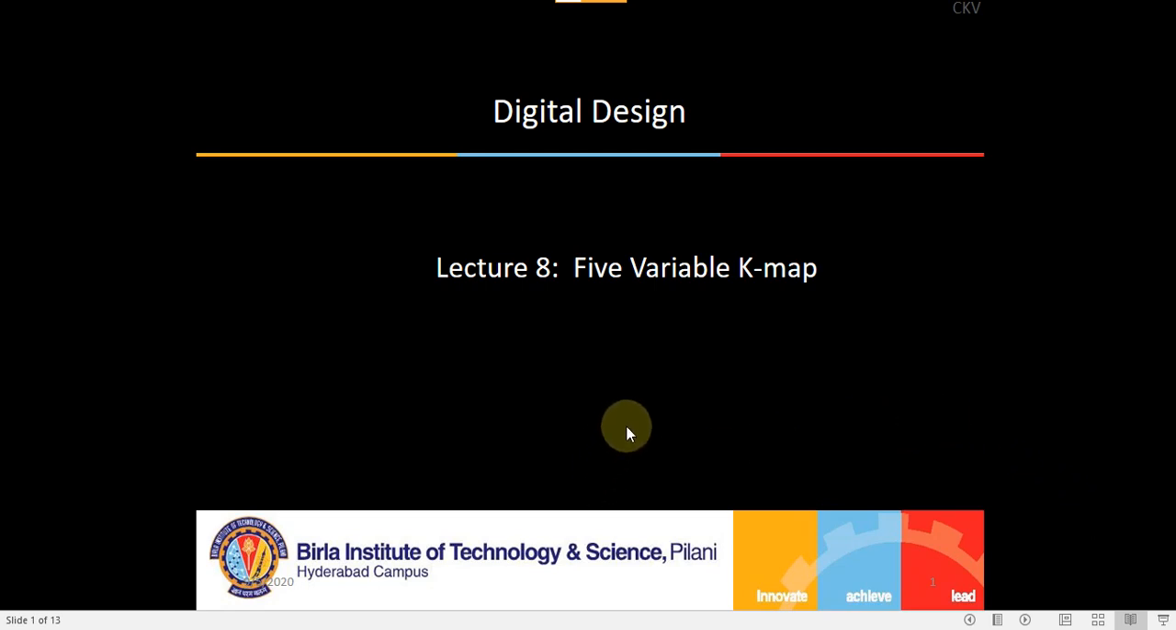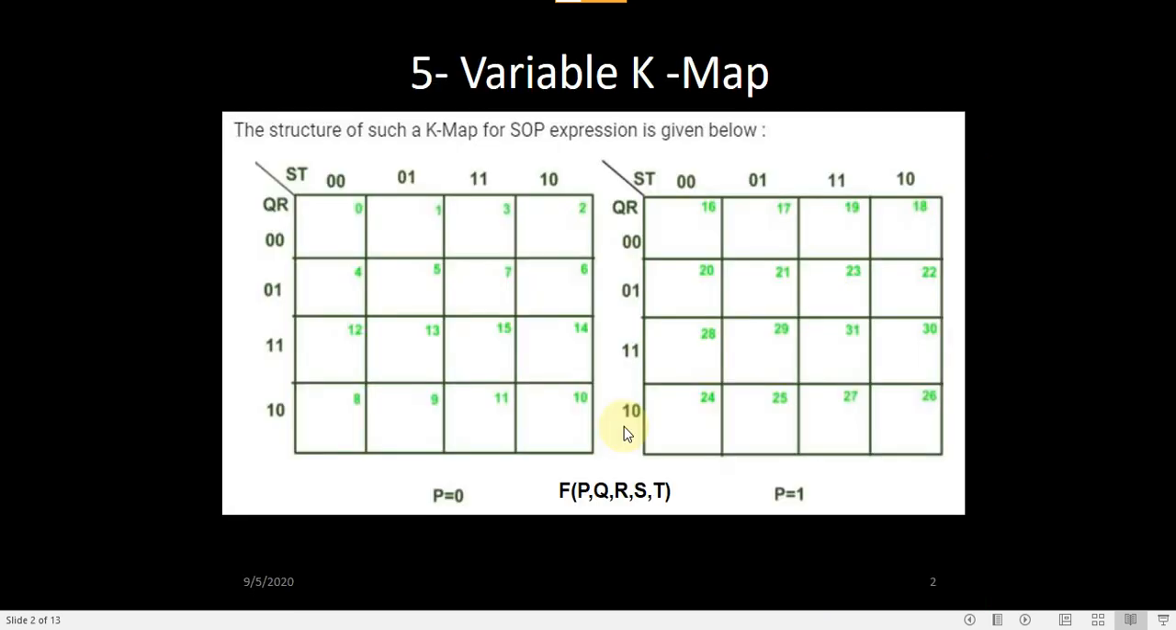Last class we saw four variable and three variable K maps, and this class we are going to see five variable K maps. There are several options available to us when we have a five variable K map, in the way we are going to make the boxes.